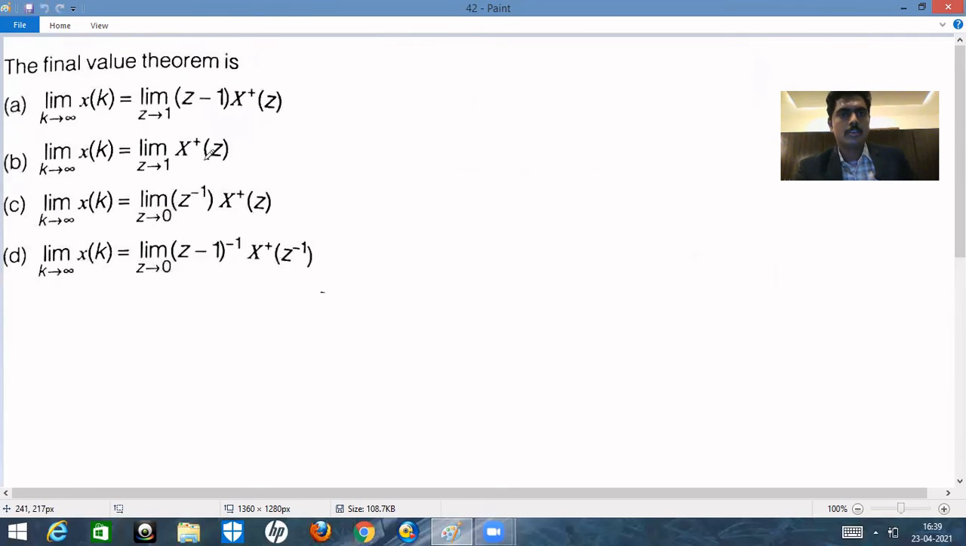Yeah. If you can see the 42nd, the next problem. So the final value theorem is, so we know that limit k tends to infinity x of k and the LHS are the same. And we know that that is the final value theorem. So limit z tends to 1, z minus 1 into x of z. This is perfectly all right, right? So option A will be the answer. This is a direct question.